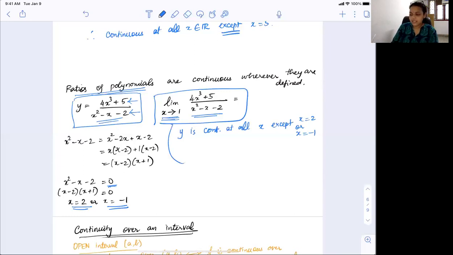So I find this by substituting x is equal to 1, and you will get the answer: the limit as x tends to 1 of (4x cubed plus 5) by (x squared minus x minus 2) is just going to be (4 plus 5) by (1 minus 1 minus 2), which is just going to be minus 9 by 2.